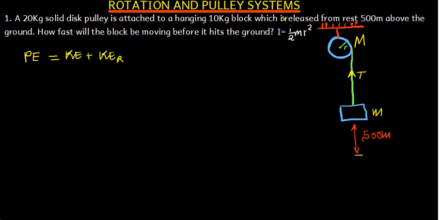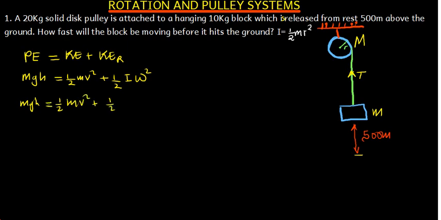Now the potential energy is given by small mgh, and the kinetic energy is half small m v squared. The kinetic energy of rotation is given by half, and the equivalent of mass in rotation terms is the moment of inertia, times the angular velocity squared. So this will be mgh equal to 1/2 mv squared plus 1/2 moment of inertia times omega squared.